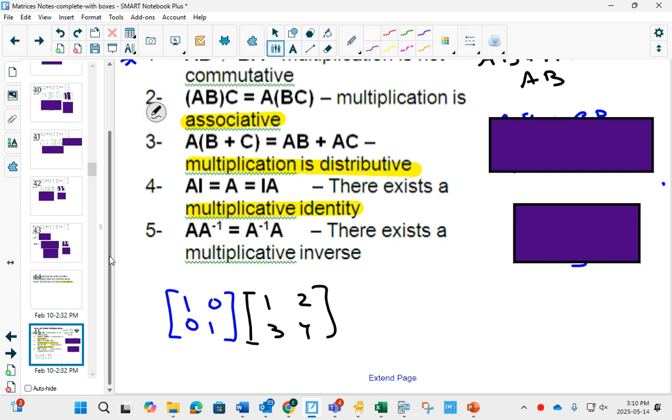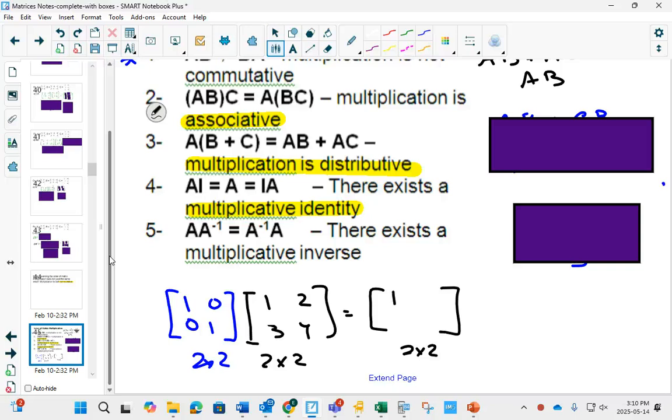This 2 by 2 times this 2 by 2 will give me a 2 by 2 as an answer. Make sense? Because this is a 2 by 2, this is a 2 by 2, middle numbers are the same, outside numbers are also 2. So we get a 2 by 2 as an answer. Take row 1, rotate it. Boom. You just get 1.